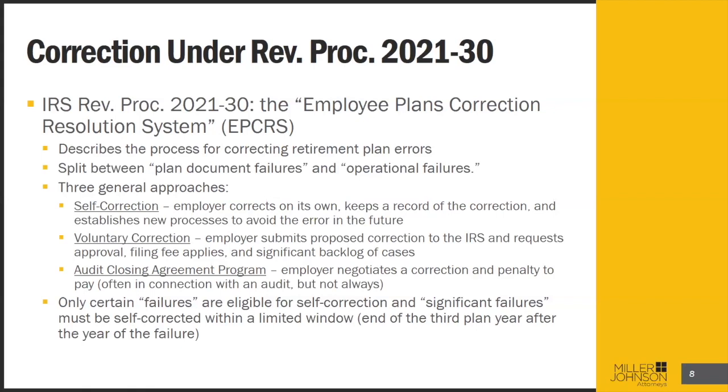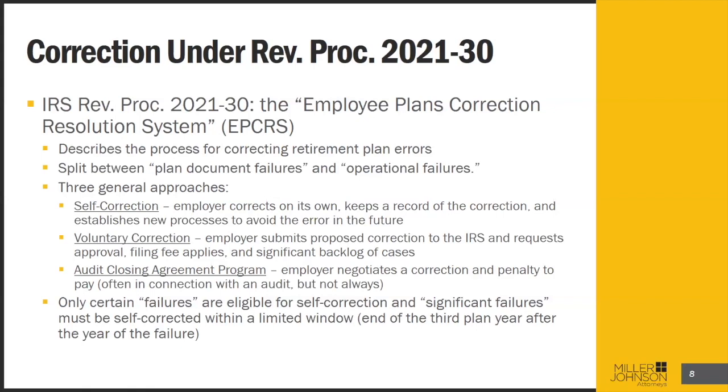That process right now is taking quite a long time. It's taking usually at least a year for the IRS to make a decision on those cases. And typically, voluntary correction applies where you've got some sort of issue that's either very significant, so you want to have the IRS's stamp of approval on it, or it's something that just can't be self-corrected under the current approach. So it's not uncommon to file what we call a VCP, voluntary correction program filing with the IRS.